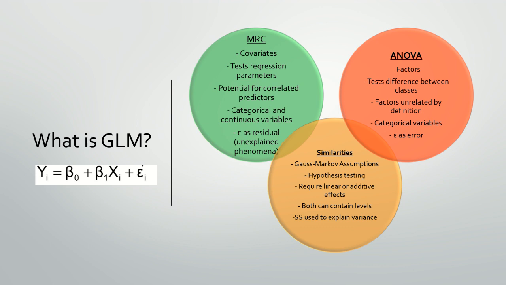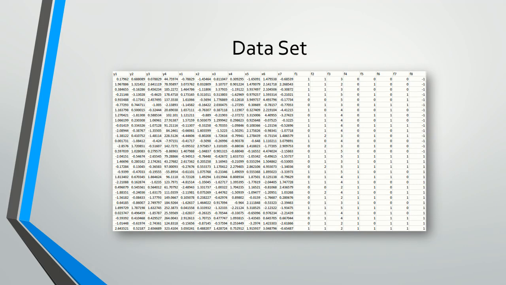Most of this presentation will focus on the similarities between the two, most notably on the fact they both rely on Gauss-Markov assumptions, which I'll elaborate on later. In addition, many of the hypothesis tests and diagnostic tools in one may be used with the other, like I said before, with the exception of the use of F-tests and t-tests and how sums of squares are used to explain variance. So here we have our data set.